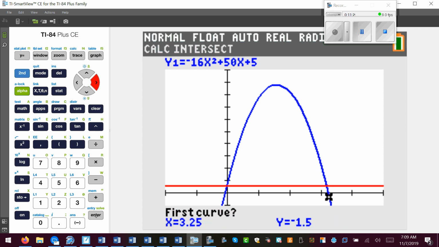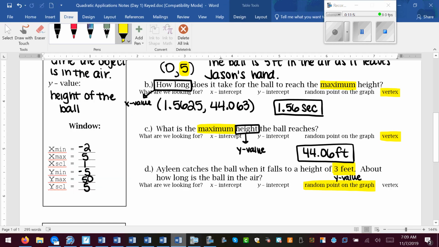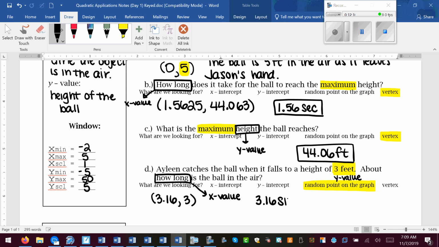My calculator's pretty slow, so I've hit the cursor too many times, which actually isn't a big deal. It's still closer to the intersection point on the right. I just didn't intend for it to go off the screen. So I hit enter, it'll jump to the line, I hit enter, and then I hit enter one more time, and it finds the intersection of 3.16, comma 3. So the y value is 3, that's what we want, that's the height of the ball. The question's asking for how long. That tells me I want to give the x value, which is 3.16, and time is measured in seconds.